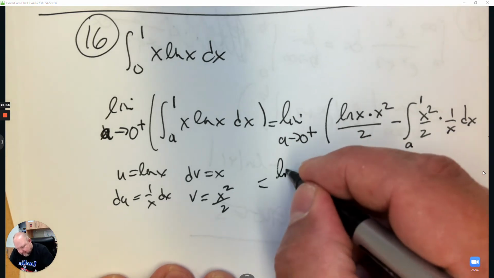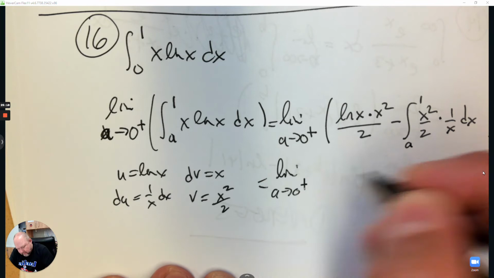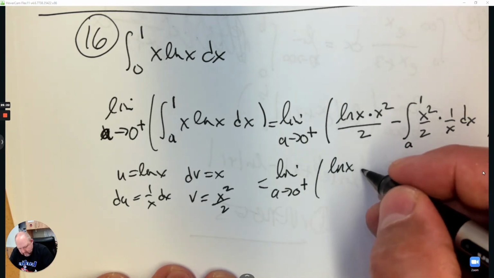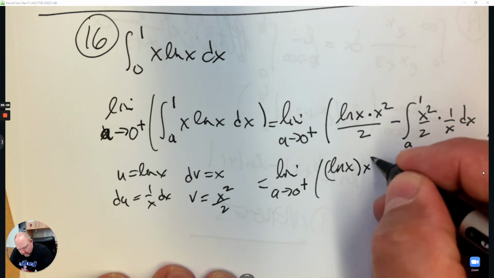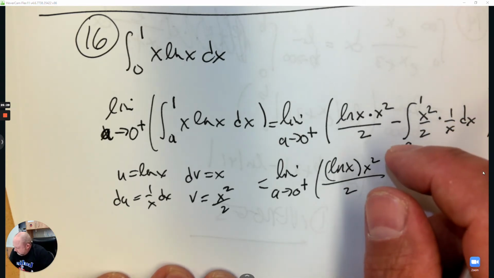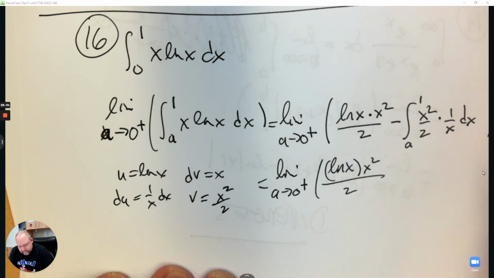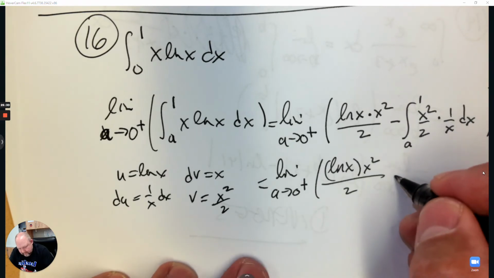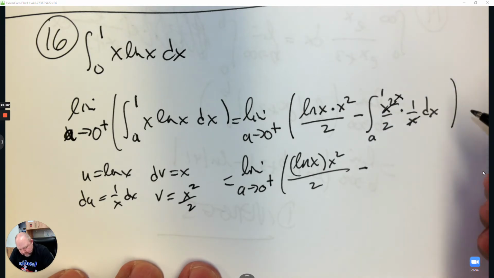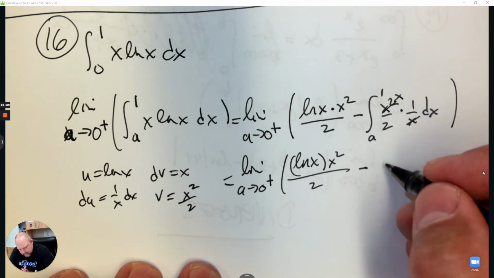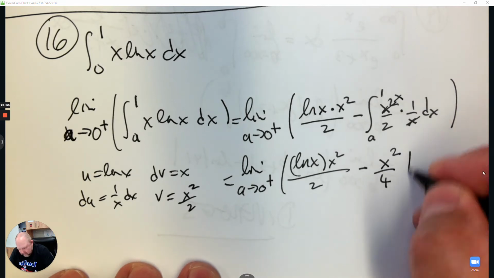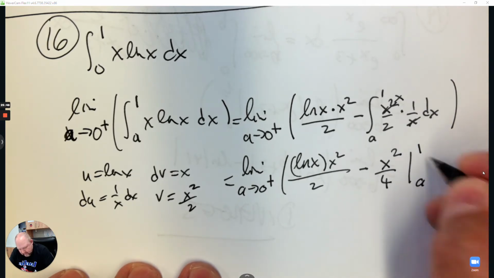All right, so the limit as a approaches 0 from the right. We have ln x times x squared over 2. We have x makes the x squared just an x, so it's just x over 2. I add 1 to the exponent and divide, so that's x squared over 4. And again, I go from a to 1 for all of it.